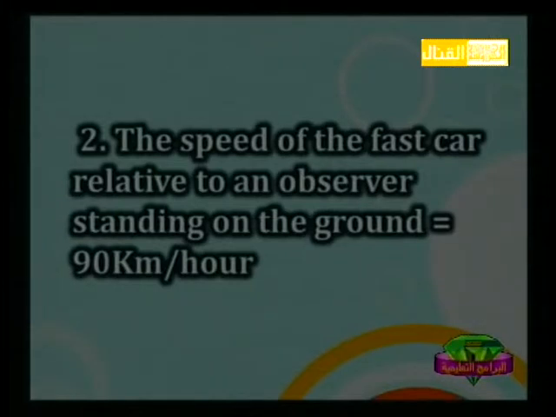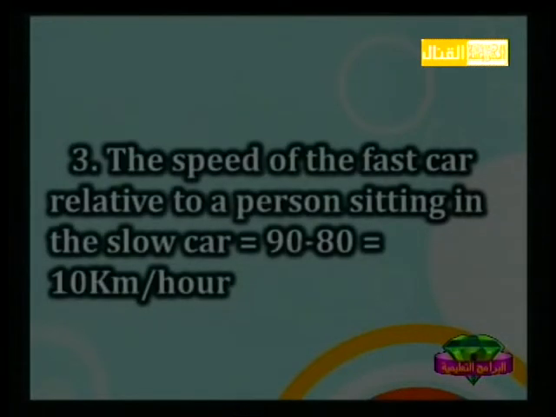Do you think if you stand in the slow car, what is your relative speed for the two cars? Let's see. Yes, the speed of the fast car relative to the person sitting in the slow car is 90 minus 80 equals 10 kilometers per hour. Why do we say minus? Because both of them move in the same direction. It's great and wonderful. Another one.